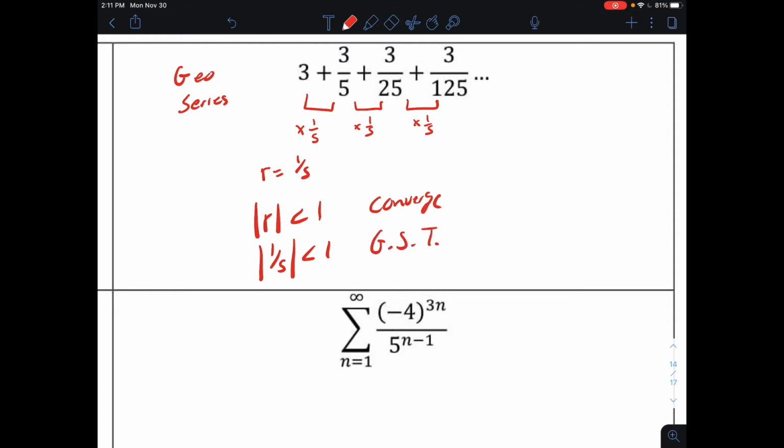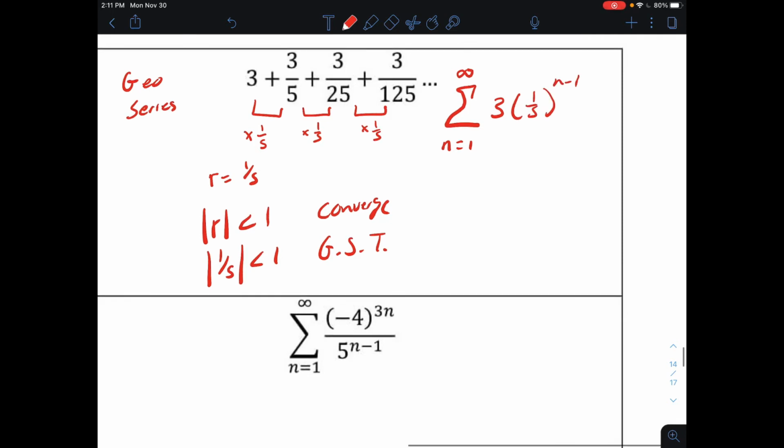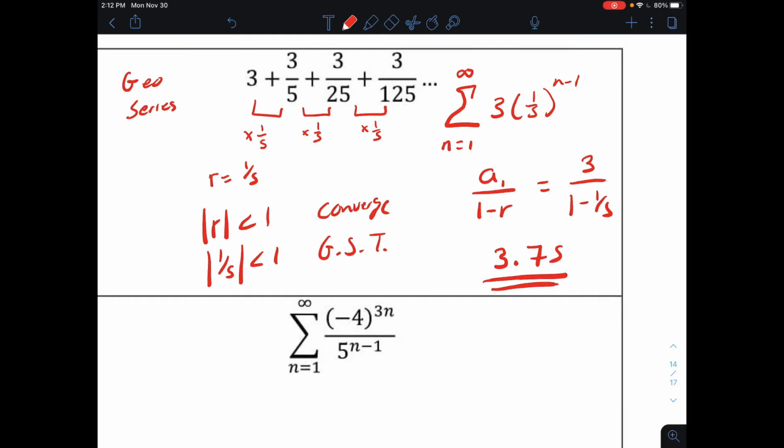What it means is, if I write this using sigma notation, the sum from n equals 1 to infinity of this geometric series, which would be written in explicit form as 3 times 1/5 to the n minus 1 power, that's going to equal a1 over 1 minus r. Well, the first term is 3, and r is 1/5. And so it's going to equal 3.75, which is what the sum is going to approach.